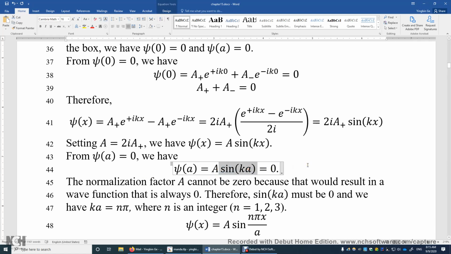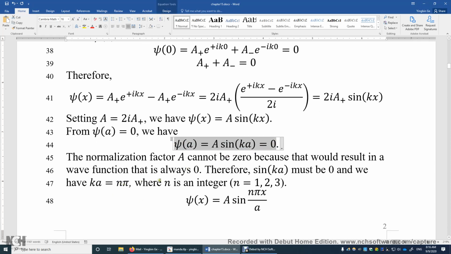How can you have a sine function of ka to be 0? Well, ka can be 0. Sine 0 is 0. We know that. Sine pi is 0. Sine 2 pi is 0. Sine 3 pi is 0. Sine 4 pi, sine 5 pi, sine 6 pi is 0. So really, as long as this ka is n pi, we have this psi of a equal to 0. Therefore, we know ka is n pi, and then n must be an integer. n has to be 1, 2, or 3, or 4, etc.